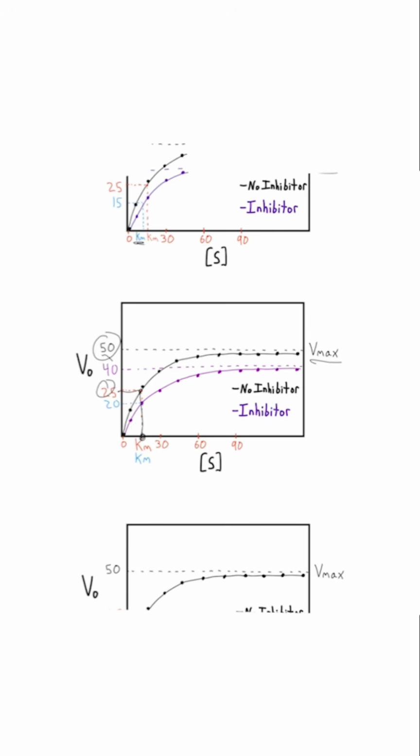The Vmax for the inhibitor is about 40, half of that is 20, draw your line over, and then again, the substrate concentration is about 15, that gives you that 20 on the y-axis. Now for mixed inhibition.